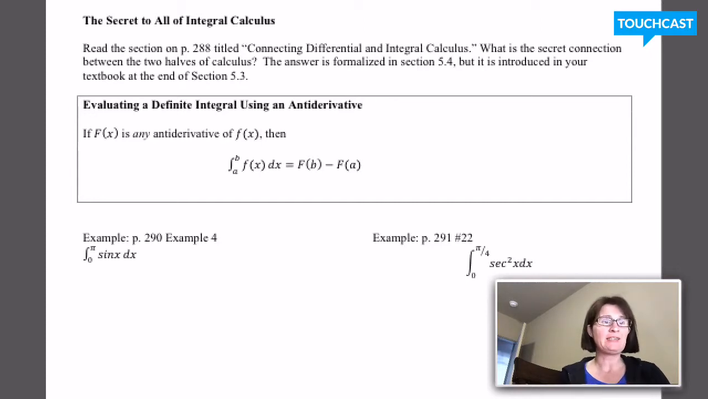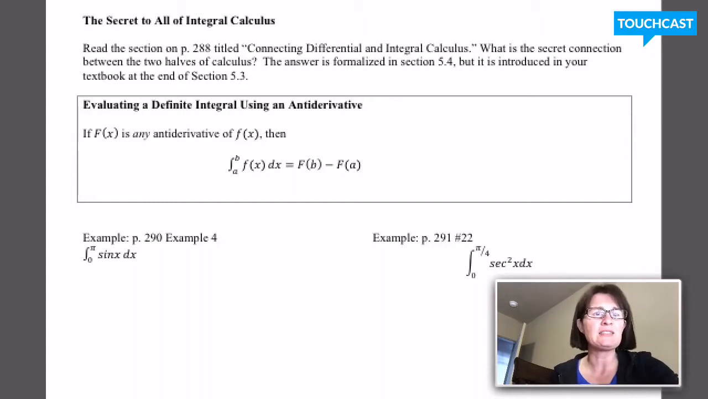You can evaluate a definite integral. I mean, get an exact answer, not an approximation because you used the right number of rectangles and you used enough rectangles that your estimate was good enough. But you can get an exact answer if you can find an antiderivative for the integrand.